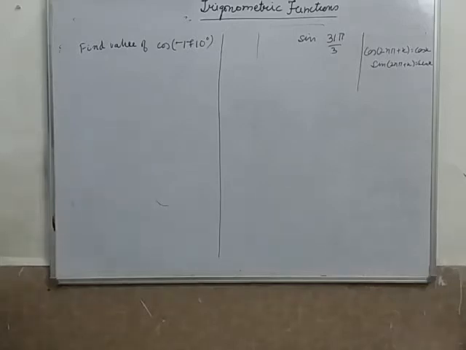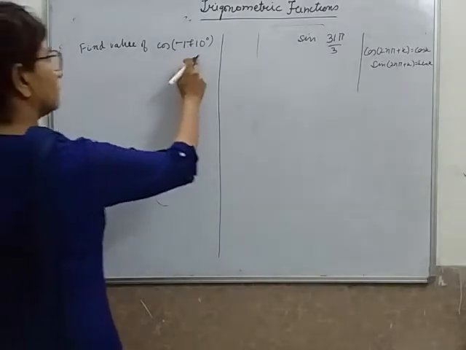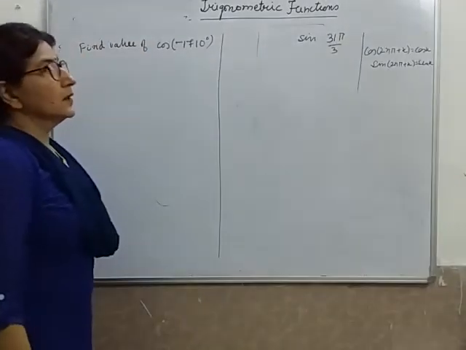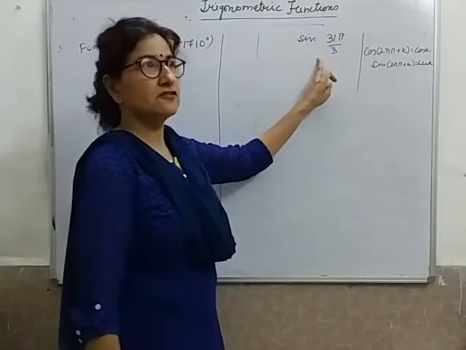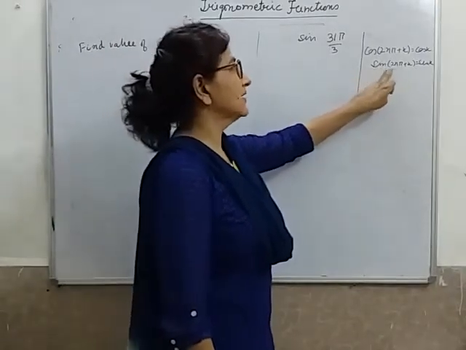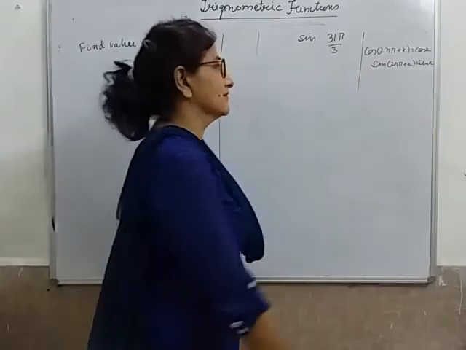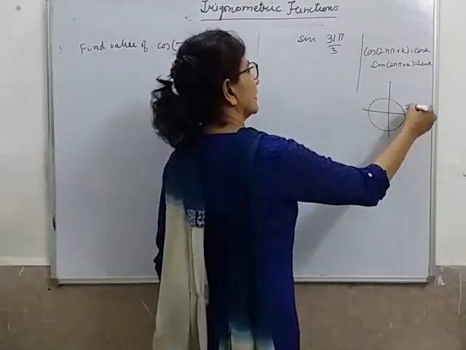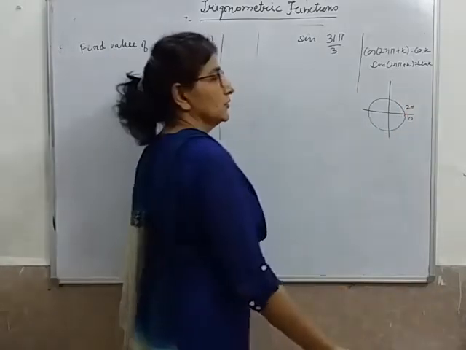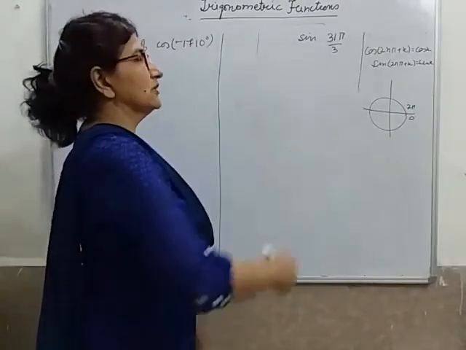Examples I'm taking. We have to find the value of very large angles. We know that values of sine repeat after the interval of 2 pi. We have done this: sine(2 pi plus x) equals sine x. Because when we complete one revolution of 2 pi, we again reach the same place. So we can take it as the 0 initial point.